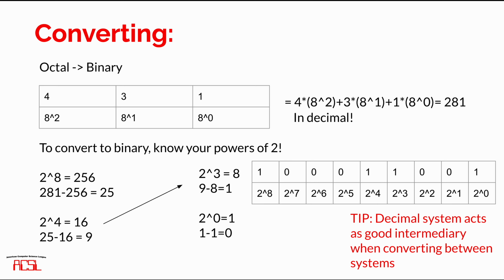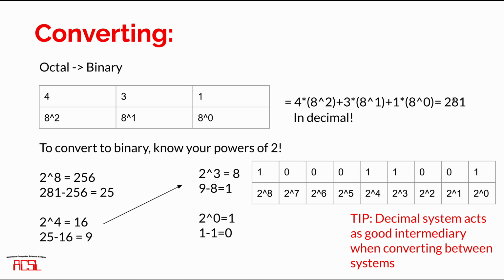First, you would start by writing out your table. So 431 in octal is equal to 4 times 8 squared plus 3 times 8 plus 1 times 1 in decimal. This is the way to convert from any system to its decimal value. So this is what the value is equal to in decimal, 281.